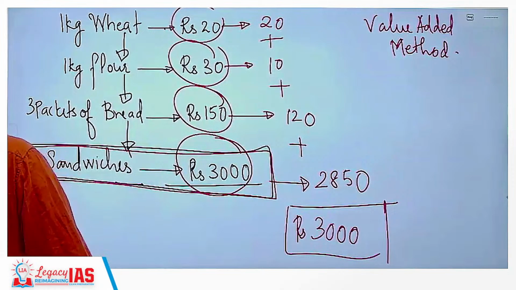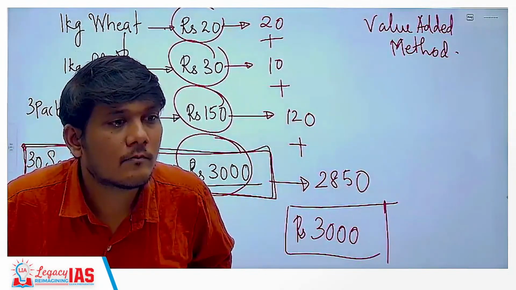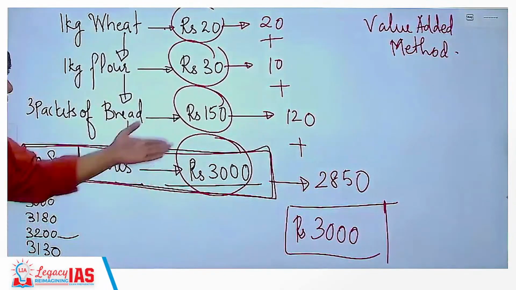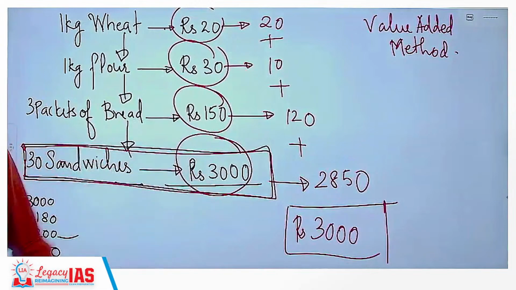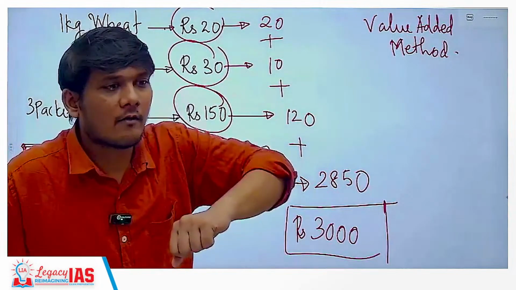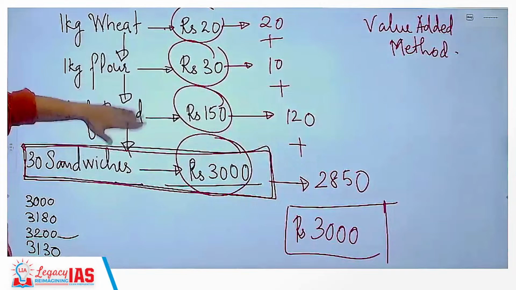GDP doesn't include any vegetables or bread, whatever jam, butter they are adding in that bread. So how is it getting known? It is included, right? How did this 150 become 3000? You need not produce that in India. You can import that. So we have taken an example of an economy consisting of this only.